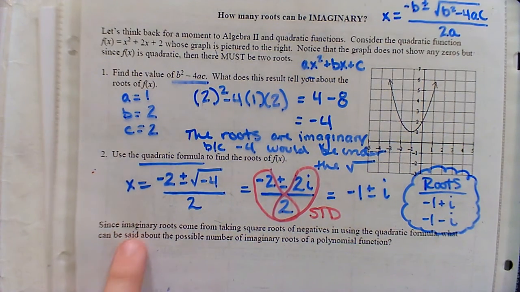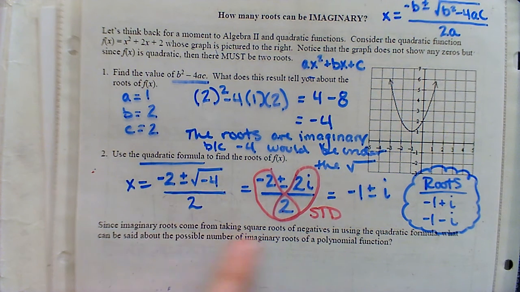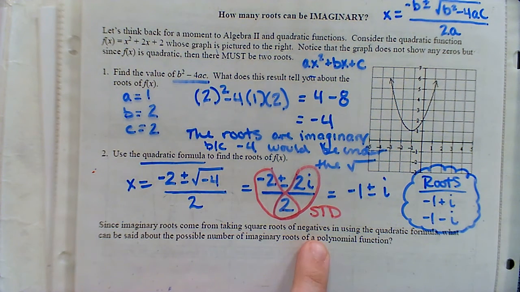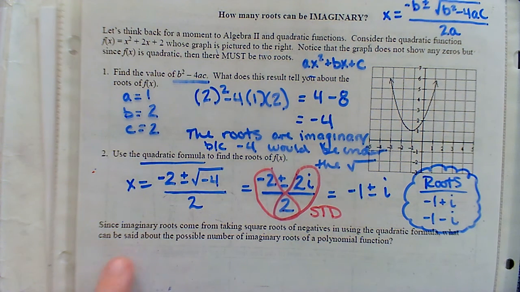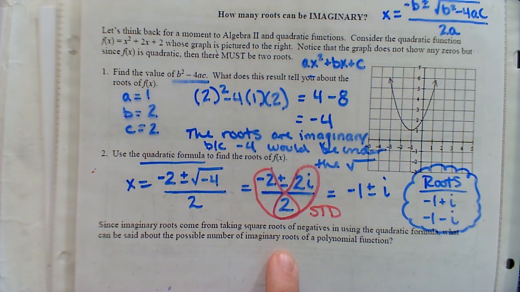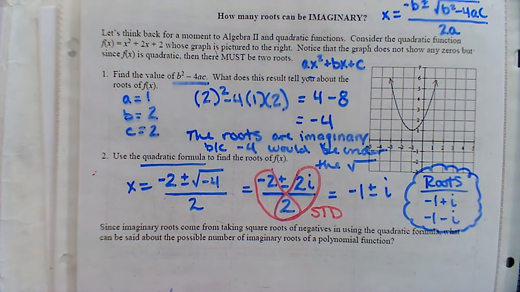So something interesting here. Since imaginary roots come from taking square roots of negatives in the quadratic formula, what can be said about the possible number of imaginary roots? For instance, can you ever have one imaginary root? Are you always going to have two? Can you have three? Can you have four? What do you think? The number of imaginary roots.